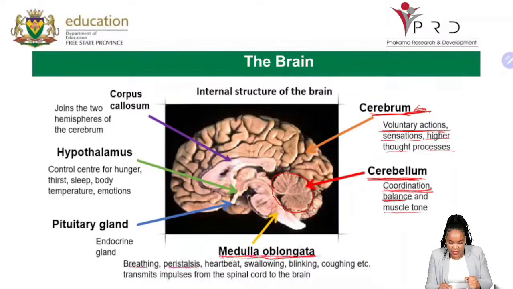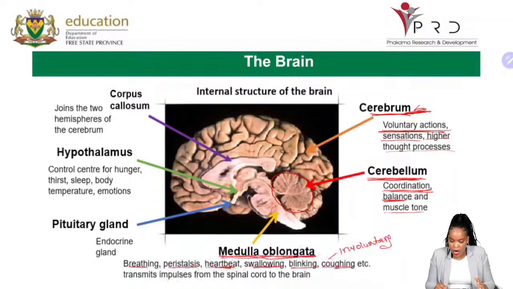That is peristalsis. Your heartbeat, you cannot control your heartbeat. It is controlled by the medulla oblongata. Swallowing, blinking, coughing, etc. These are involuntary actions.